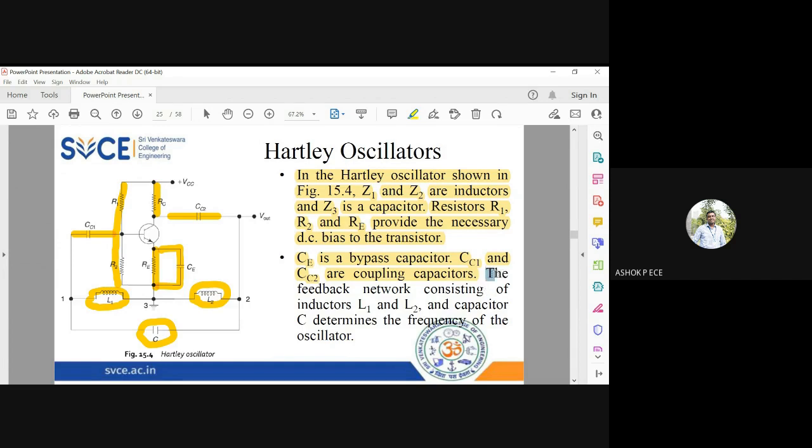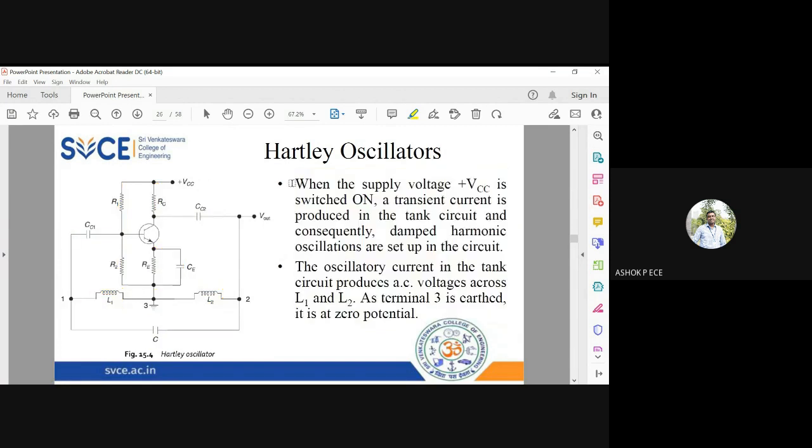So the feedback network consists of L1 and L2, which are in series, which is in parallel with C. So this L1, L2, and C will determine the frequency of oscillation of your Hartley oscillator. It is very beautiful to see that the frequency of oscillation will not depend on any of the transistor parameters R1, R2, RE, CE, RC, CC1, CC2, VCC. See how beautifully it is going to depend completely on the feedback network consisting of two inductors L1, L2, and C.